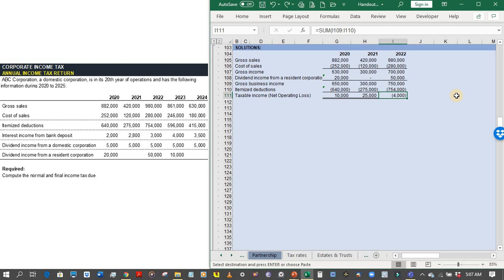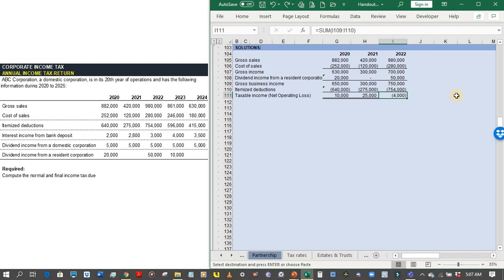Again, since we have a net operating loss, remember the rule on net operating loss that it can be carried over in the next 3 succeeding years. So it means it can be deducted from the gross business income, and that will be until 2025. So 3 years starting 2022: 2023, 2024, and 2025. So the 4,000 net operating loss shall be deductible only until 2025. Otherwise, it will no longer be allowed to be deducted beyond 2025.